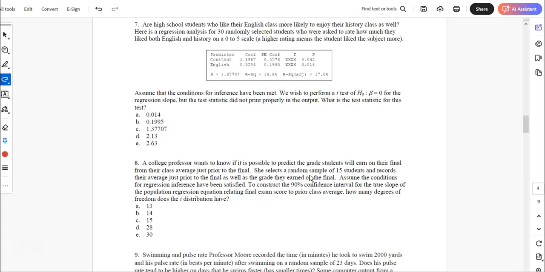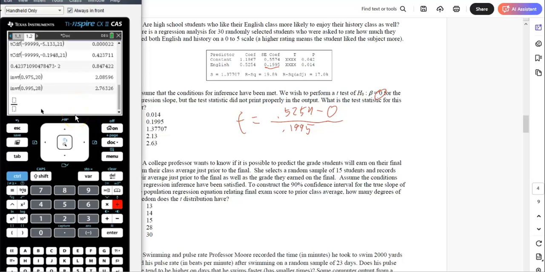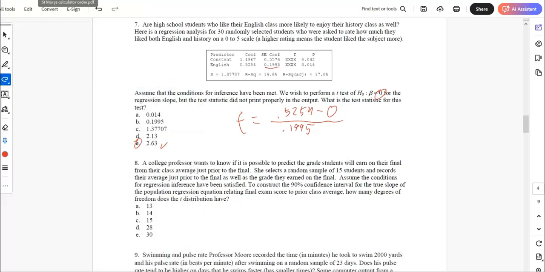Okay, well, I forgot what to do here, right? So T equals the slope, 0.5254, technically minus the null, which is 0, over the standard error, 0.1995. So that should give us, that is a funny question. It just didn't print properly. That's what happened. 0.5254 over 0.1995. 2.6, there you go. So it should be that guy.